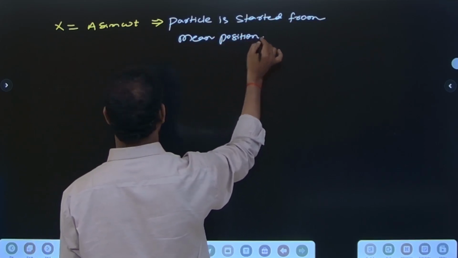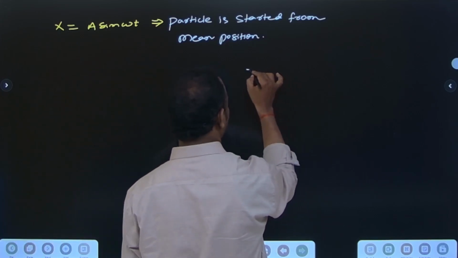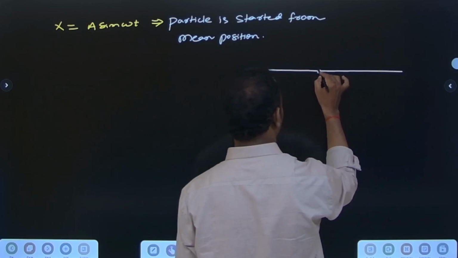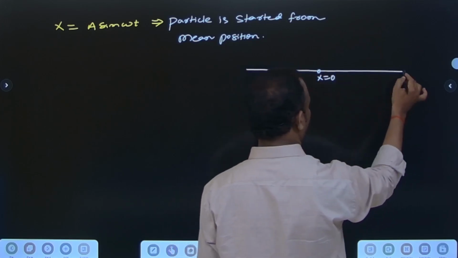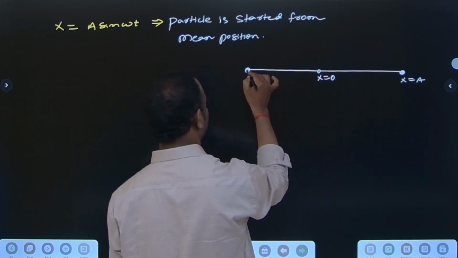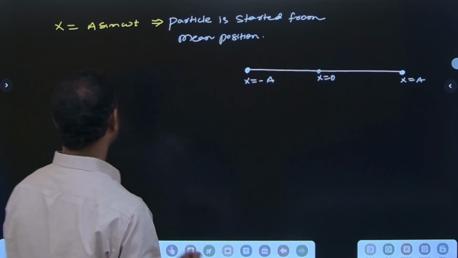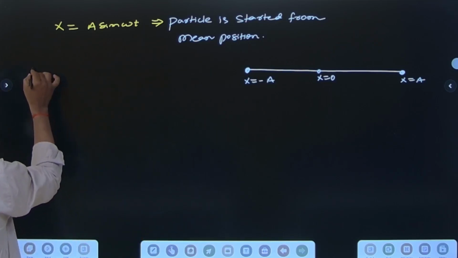A particle is started from mean position means what? Here X is equals to 0, and the next one is X is equals to A, which is amplitude. Here on the next side, X is equals to minus A. First question from this. The question is from here.